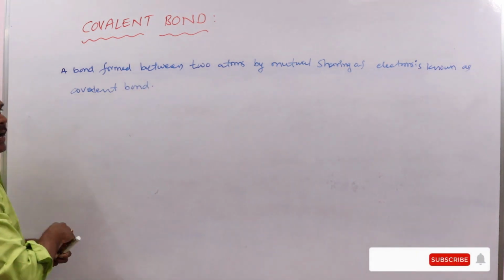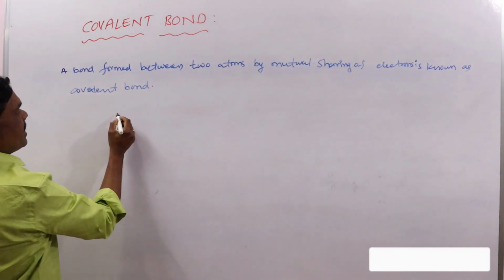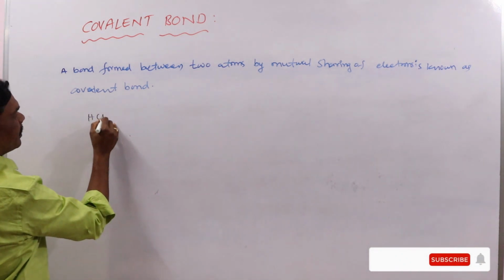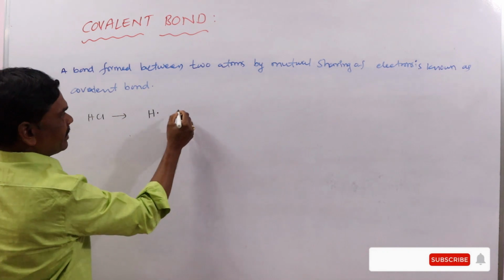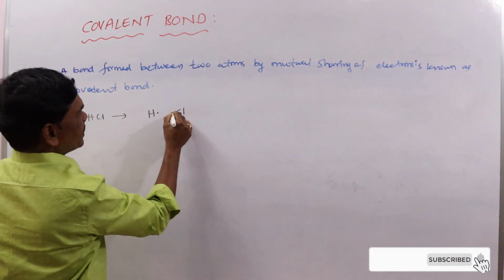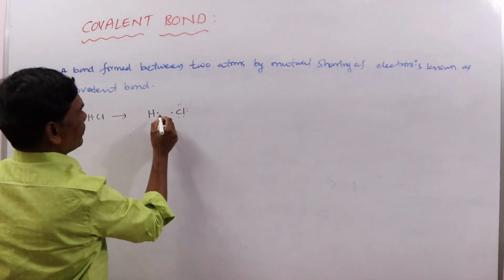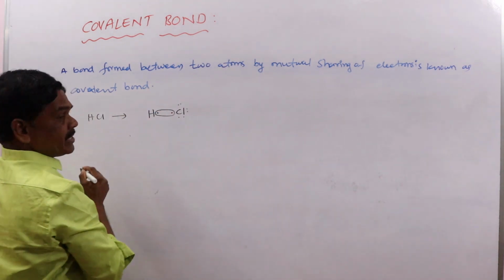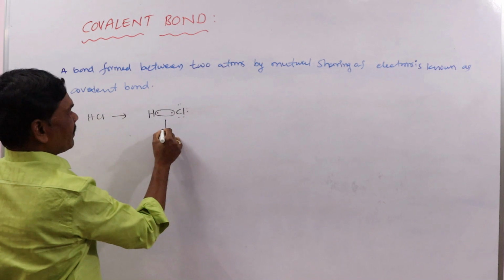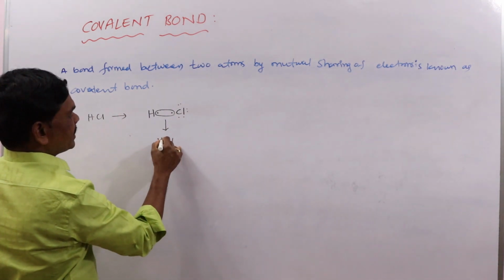For example, in hydrogen chloride, hydrogen is providing one electron, and chlorine is also providing one electron. So here it is a mutual sharing between hydrogen and chlorine. There is a formation of hydrogen chloride.